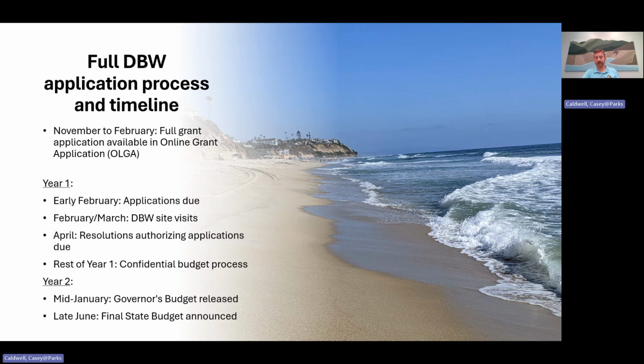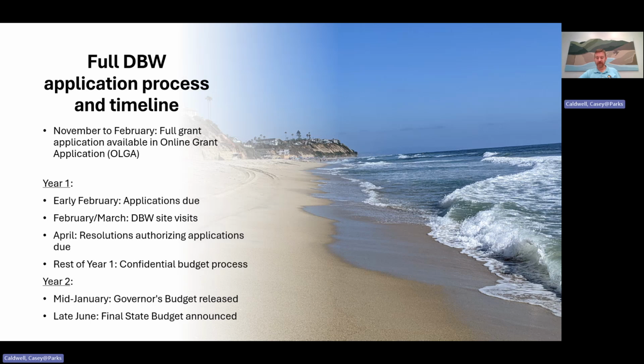About 10 months after our site visits, and after lots of internal review processes happen within the state during the confidential budget development process, the governor's budget is published in mid-January, around January 10th. And that's basically a first draft of the coming year's budget. It provides some early clues about what may be funded in the coming year.